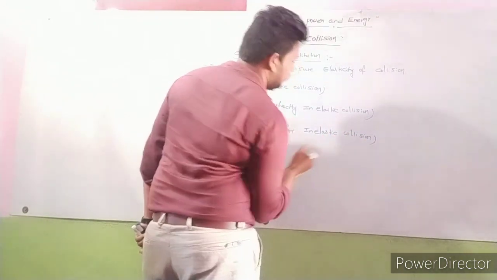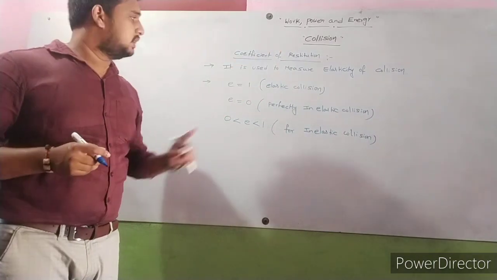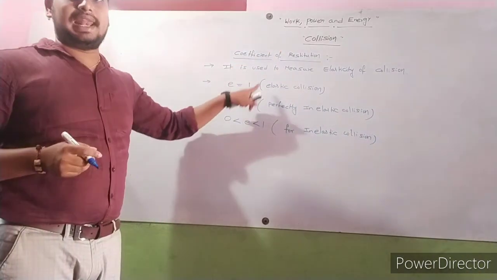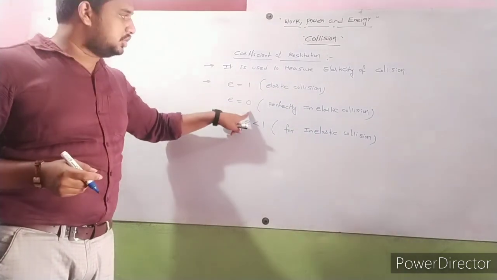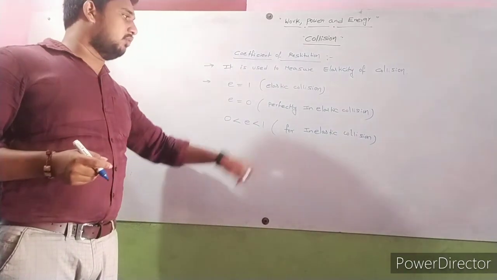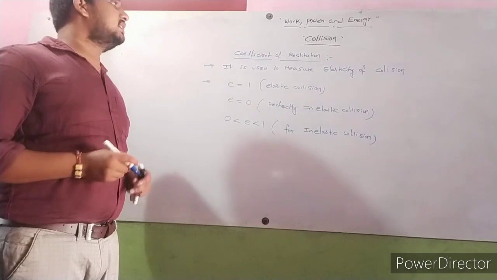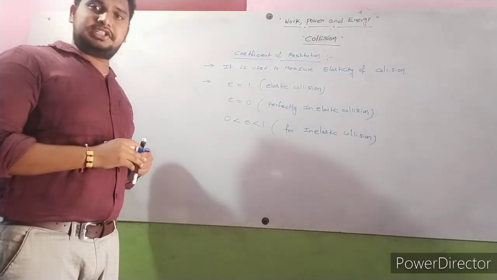So this is very important. It is used to measure the elasticity of collision. E is equal to 1 for elastic collision, E is equal to 0 for perfectly inelastic collision, and the E value is between 0 and 1 for inelastic collision. So this is about the coefficient of restitution.